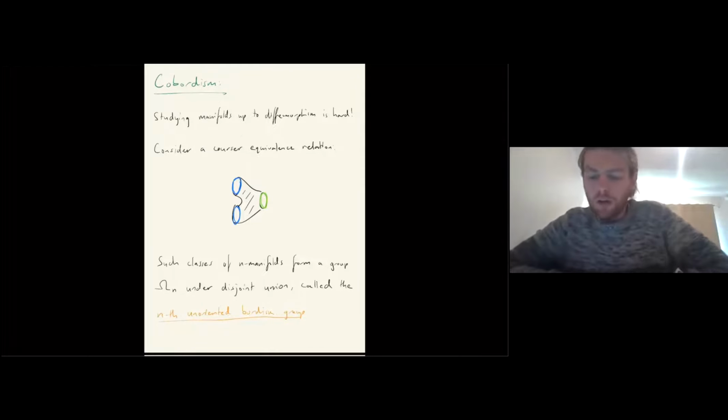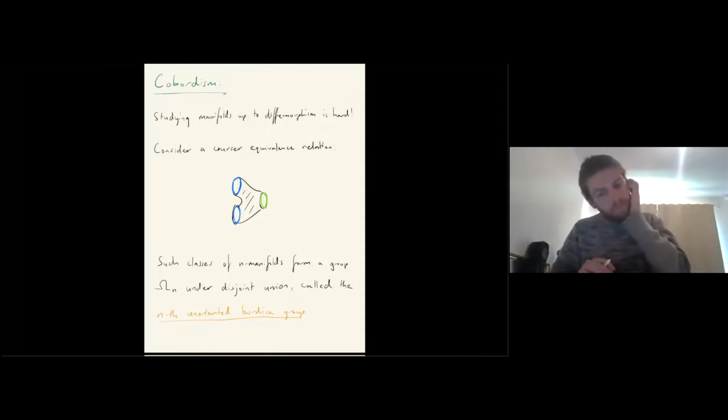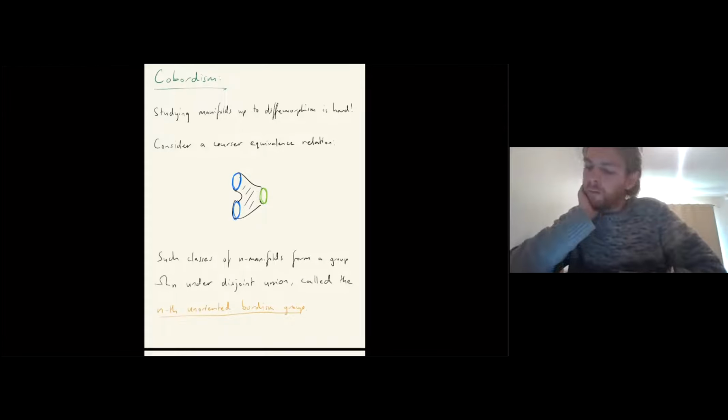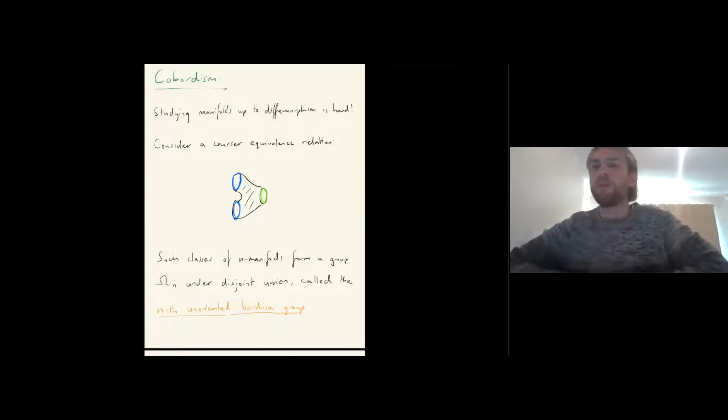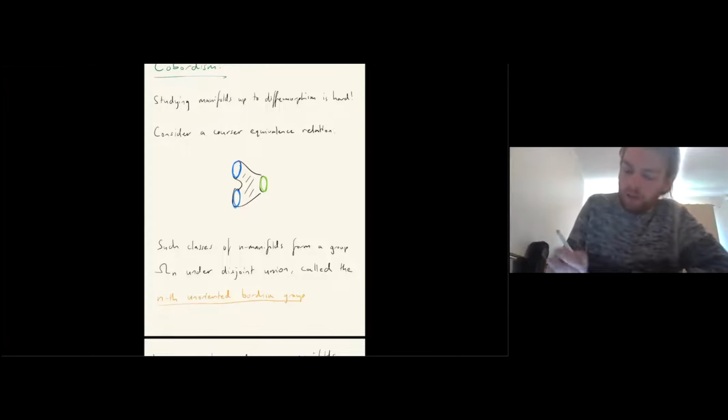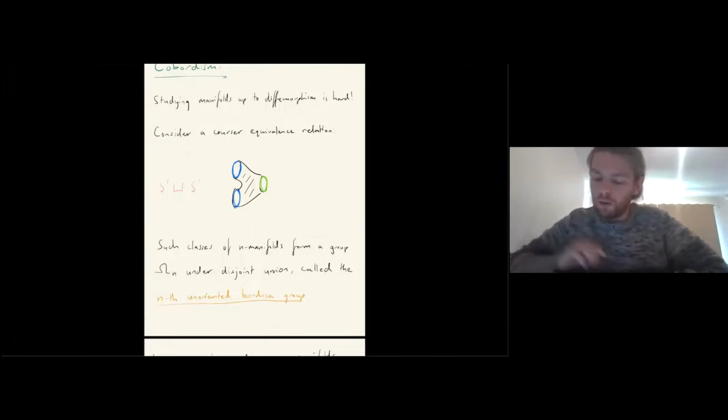Okay, so cobordism. I guess we care about manifolds, but studying them up to diffeomorphism or homeomorphism is really hard, impossible in some sense. And so we have this coarser equivalence relation given by cobordism. So the idea is, on the left here, we have on the boundary this disjoint union of two circles. And on the right, we have a single circle.